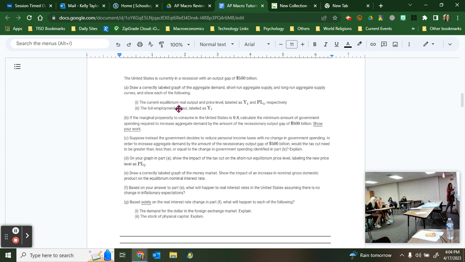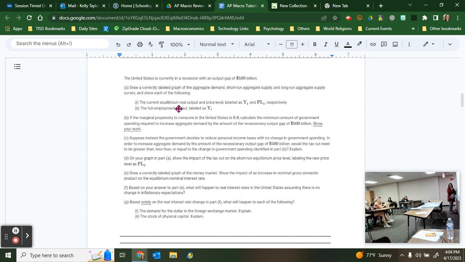On B, it says the MPC is 0.8. What's the maximum amount of government spending required to increase aggregate demand by the amount of the recessionary gap? So we need a GDP to change by 500 billion. So some sort of spending times the spending multiplier is going to give us some sort of change in GDP. The change in GDP is given to us at 500 billion.